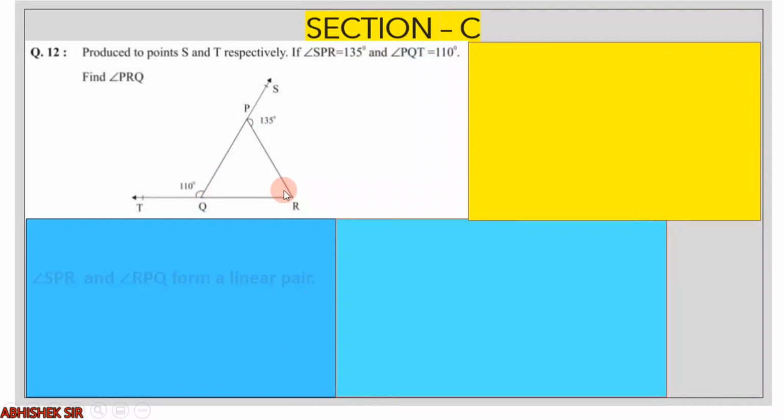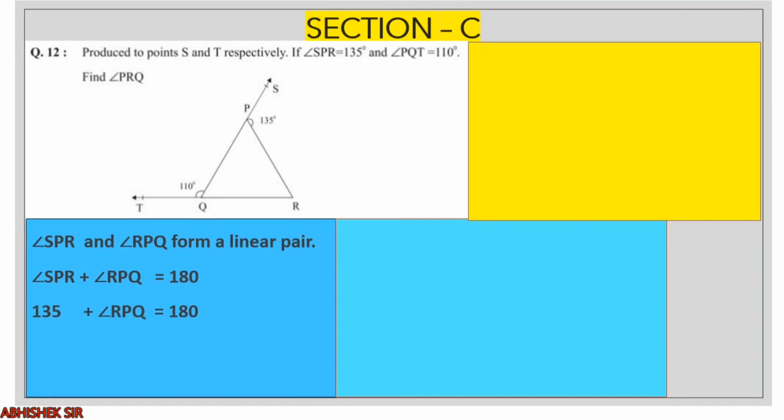So we will get angle P. Here we will get angle Q, and then finally using the angle sum property we will find angle R. So the first part is angle SPR and RPQ over here. They form a linear pair. So SPR plus RPQ is 180 degrees.